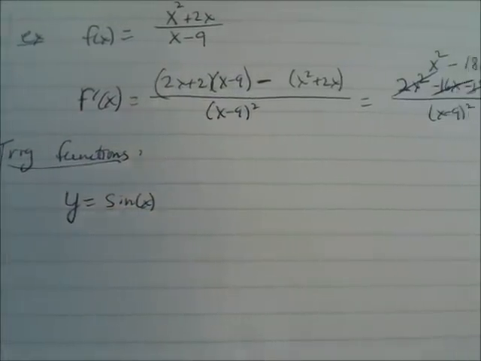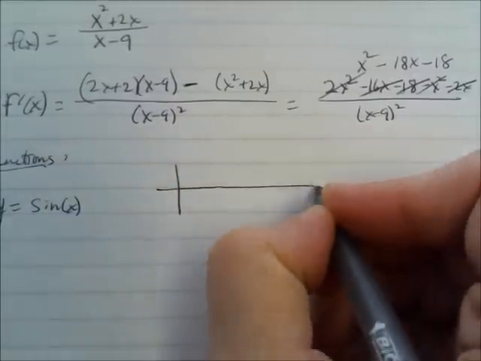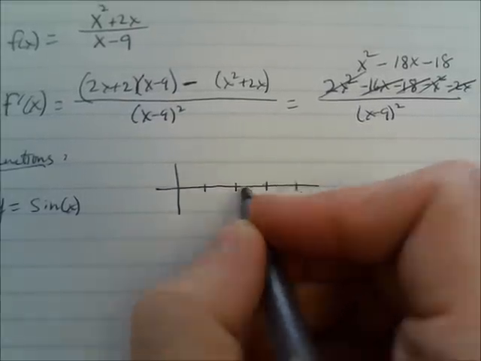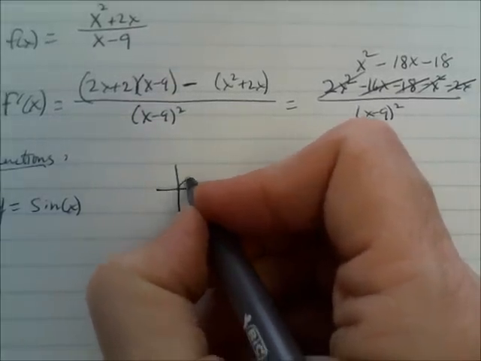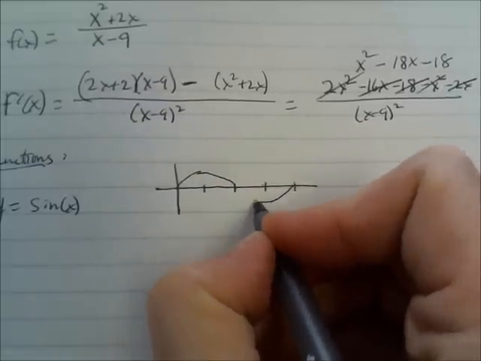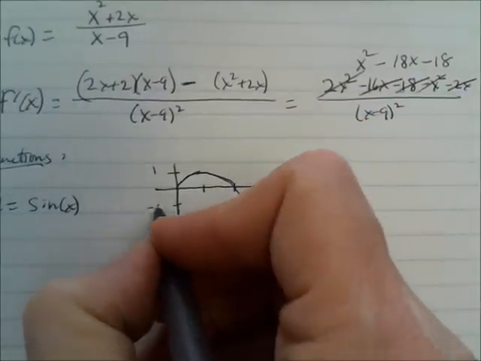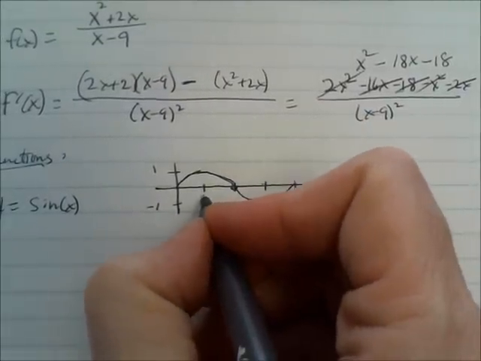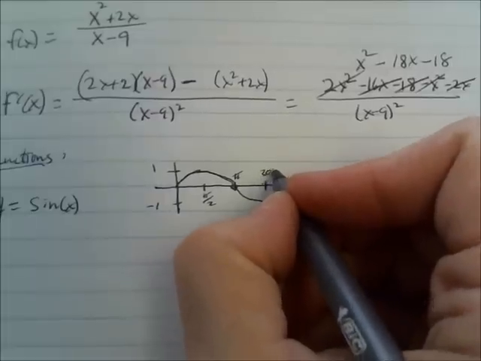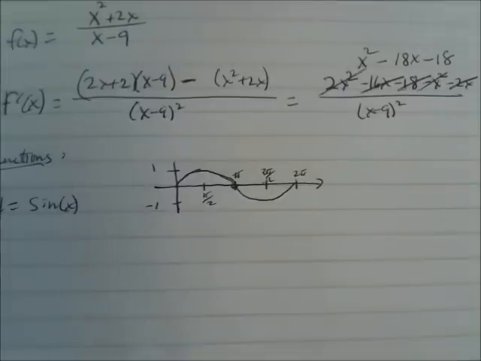And let's just look at a beautiful graph of y equals sine of x, pi over 2, pi, 3 pi over 2, and 2 pi. Haven't done this in a while. So it goes up to 1, and it goes down to negative 1, and it goes through the x-axis at pi. Here's pi over 2, goes through the x-axis at pi, and here's 3 pi over 2, and here's 2 pi. So that's just y equals sine of x.